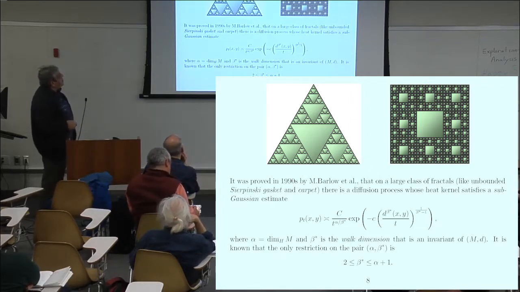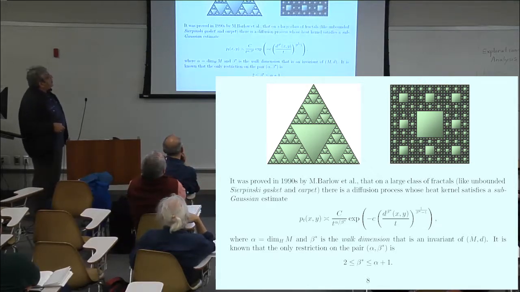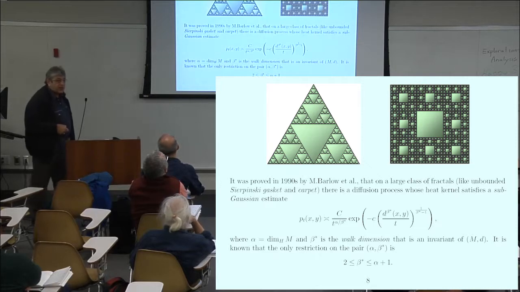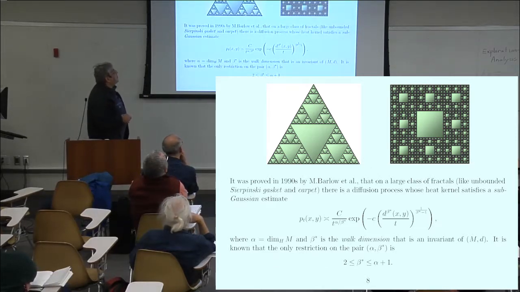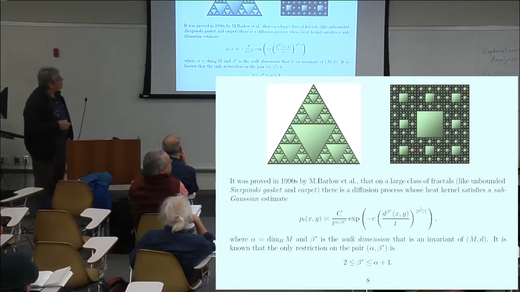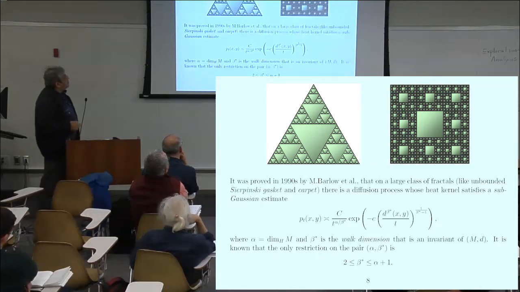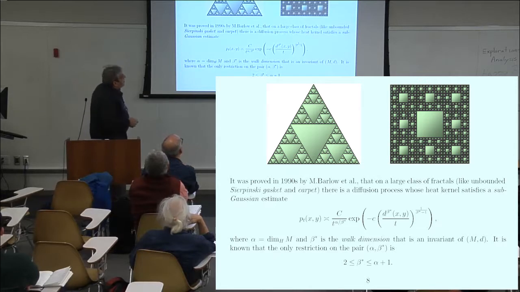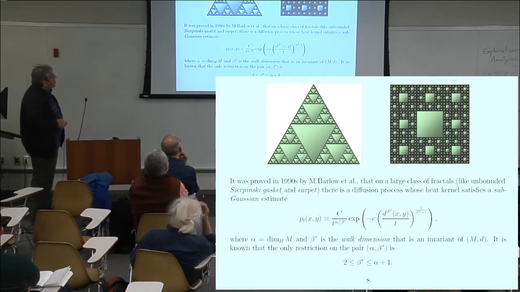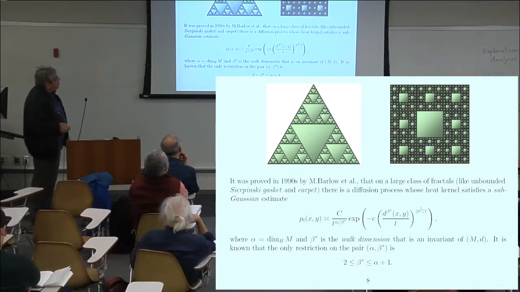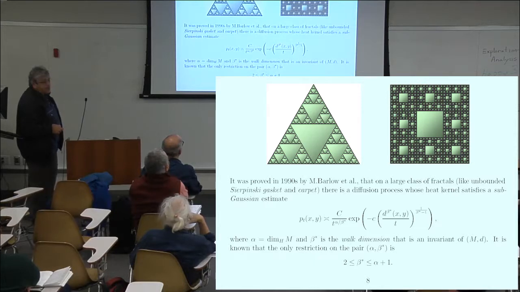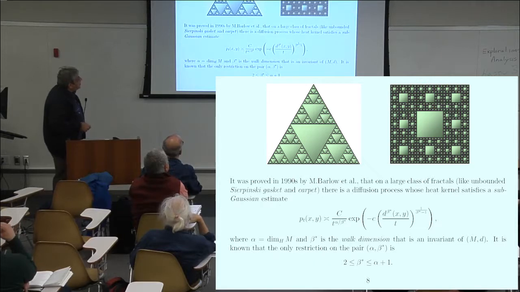So there was a series of papers by Martin Barlow and others showing that on many families of fractals, including these two, there is a diffusion process. They actually construct a diffusion process, which is non-trivial. Constructing the measure is simple, it's just Hausdorff measure. One needs only to detect the Hausdorff dimension. But the construction of the diffusion process requires construction of a local Dirichlet form, which is a very non-trivial problem. But then it was done, and moreover, it was shown that the heat kernel also exists and satisfies the following remarkable estimate, which is called sub-Gaussian, because the scaling between distance and time here is given not by power 2, as in the Gaussian case, but by a power which I denote by beta star here, which is a new parameter. Alpha is the Hausdorff dimension and beta star is a new parameter.